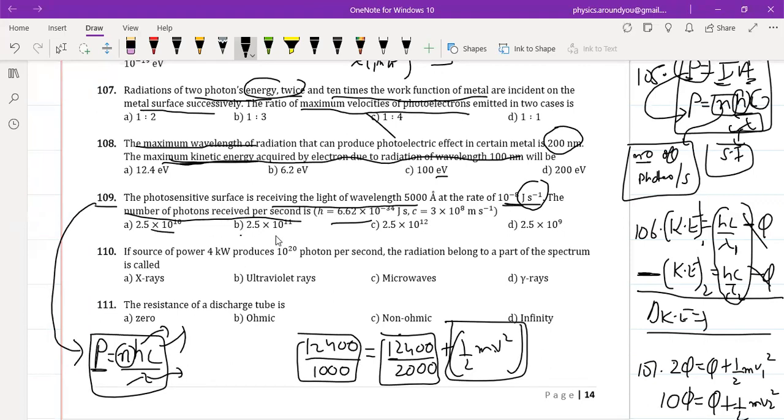and here everything is in SI. So we need to convert angstroms to meters and then do it. 1 angstrom is 10 power minus 10 meters. This will aid in the calculation. This is the approach for 109.